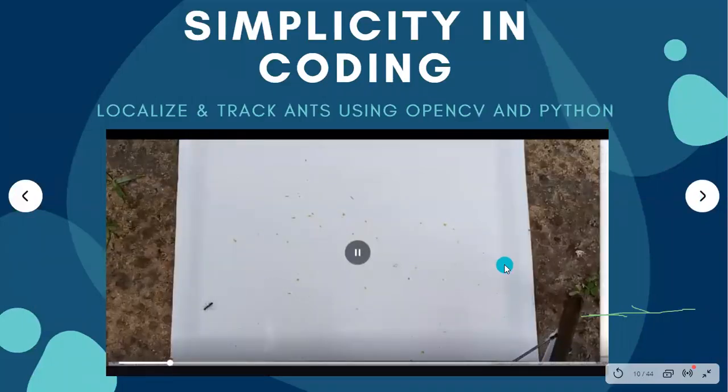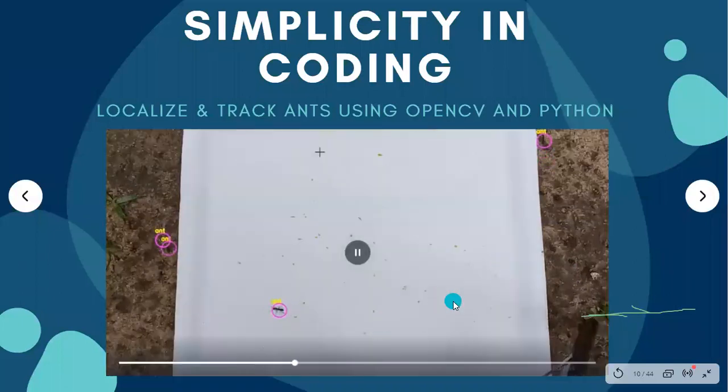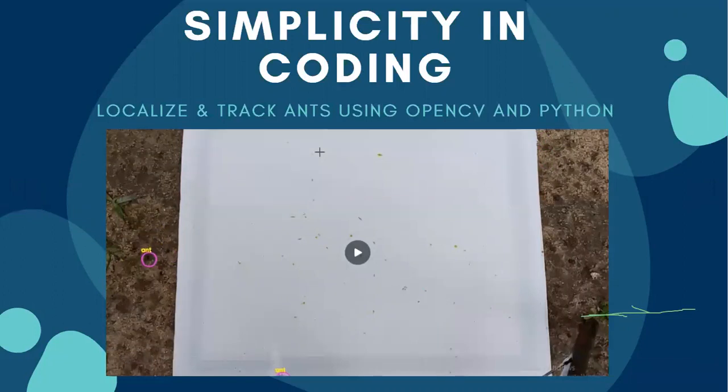So I hope you can see the video. This is what I'm going to do my work on. So basically I have this video, and with the help of OpenCV and Python, I'm going to track and localize the position of these ants, right? So it might look like a difficult task, but I'm going to explain the sequence of operations I have done.